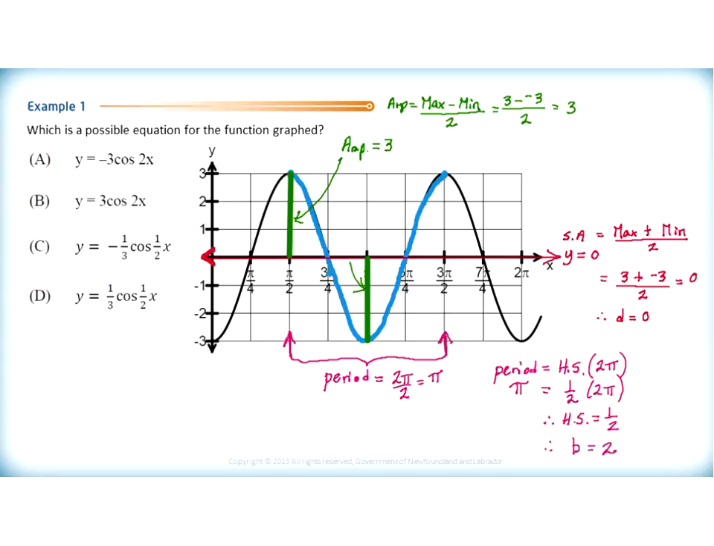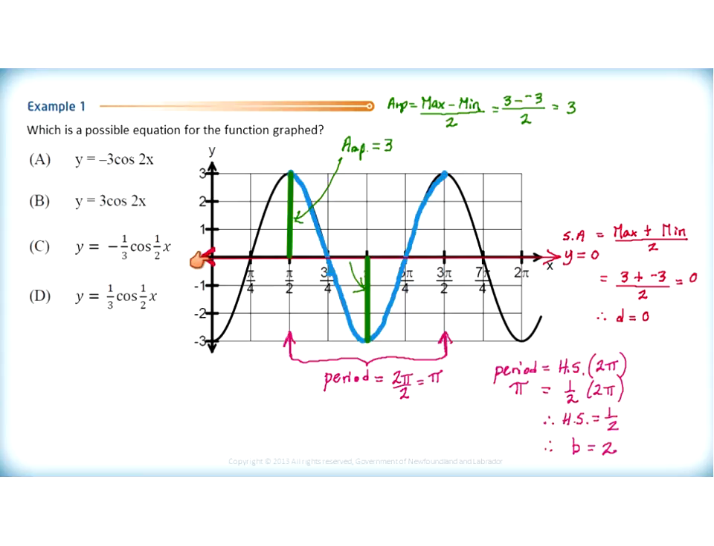So now we know the values of a, which is the amplitude, we know the value of b to be 2, and we know the value of d to equal 0. The value of c is dependent upon a horizontal translation or a phase shift of this graph. In the base equation of the graph of y equals the cosine of x, it begins at the point 0, 1, when x is equal to 0.